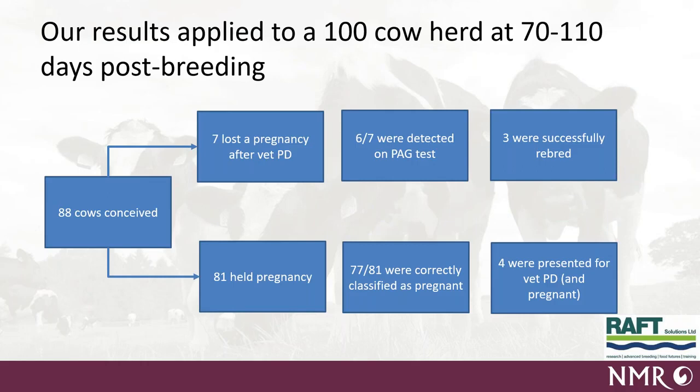And some of that goes back to the shape of that graph and the distribution, the variation of those results. The results that we saw in our study model onto those graphs, and we can see how this follows through. But detecting 6 out of 7 of those cows that had lost a pregnancy and showing that 3 of those went on to successfully rebreed, obviously that's where the economic benefit kicks in for the herd.